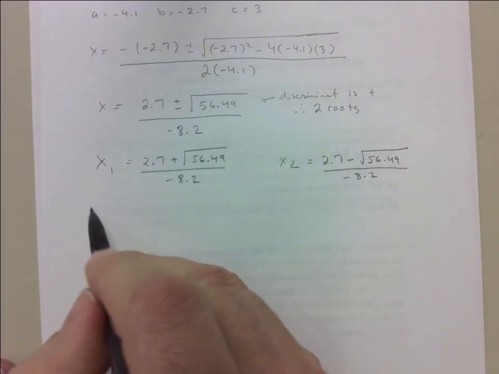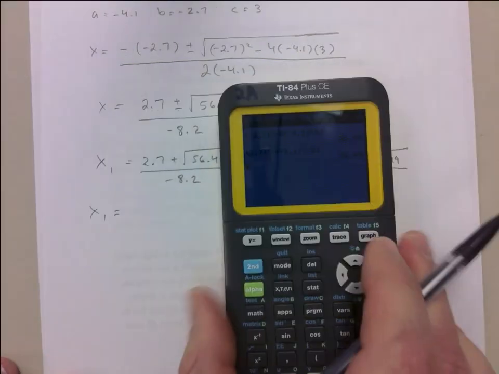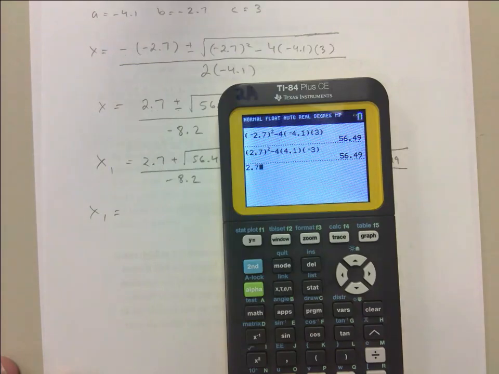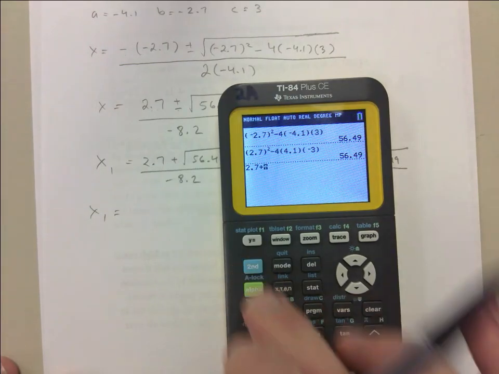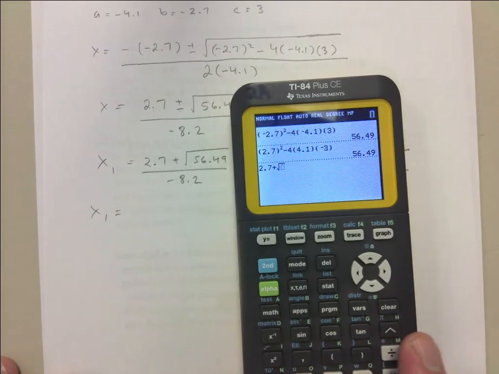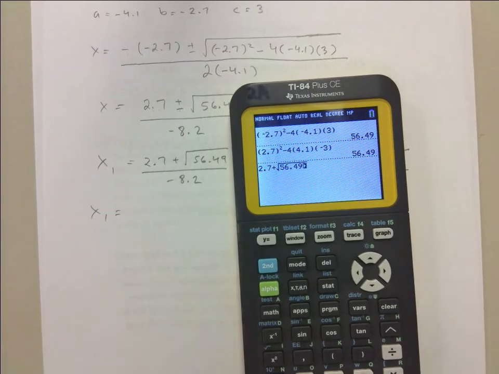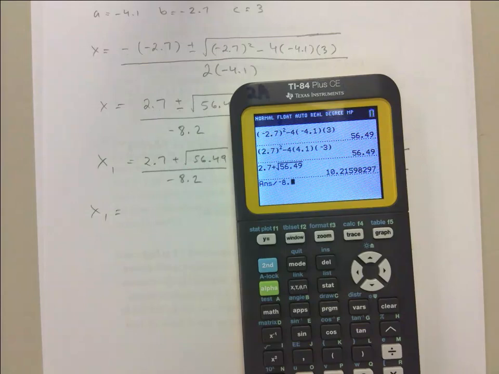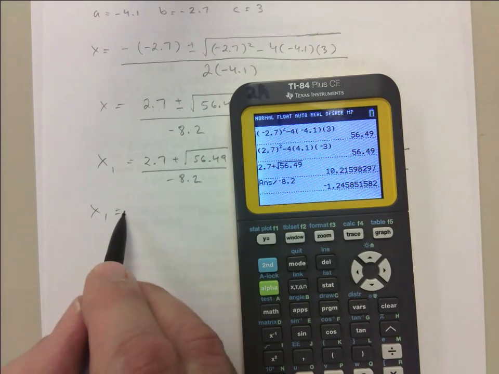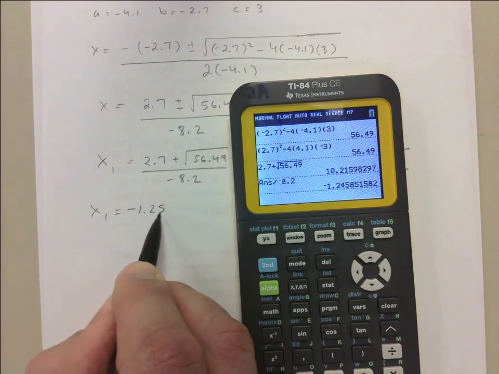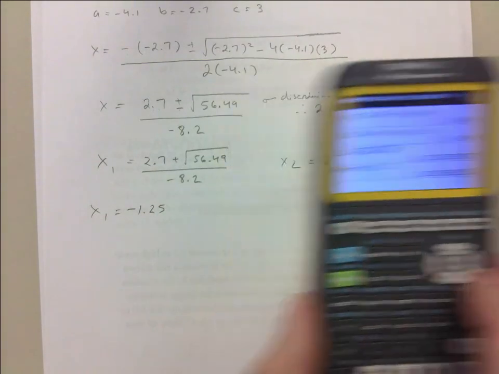So careful, okay? Root number 1. I'm going to go 2.7 plus second x squared to get the root of 5649, use all decimals. I hit enter at this point, and then I divide by negative 8.2, just to not have any issues with BEDMAS. Okay, so that'd be negative 1.25 is one of the roots.